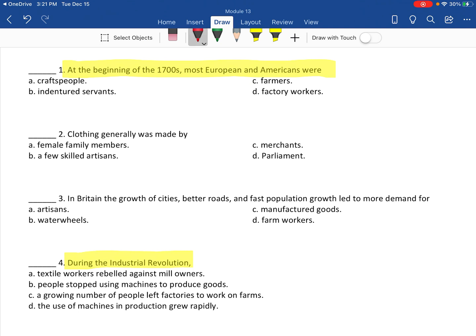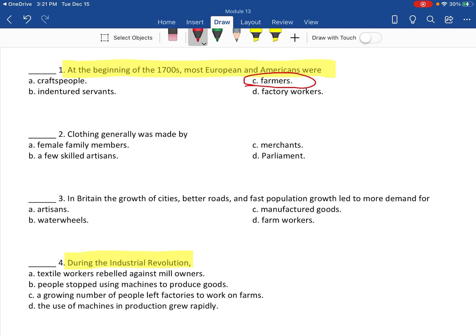Number 1, at the beginning of the 1700s, most Europeans and Americans were farmers. That would be the answer there. That's a big reason why people came to America in the first place, was for land so that they could farm. Because back in Europe, land was not available to everybody. You basically had to be the firstborn son of a noble family to inherit land. And that's a big reason why people came to America in the first place.